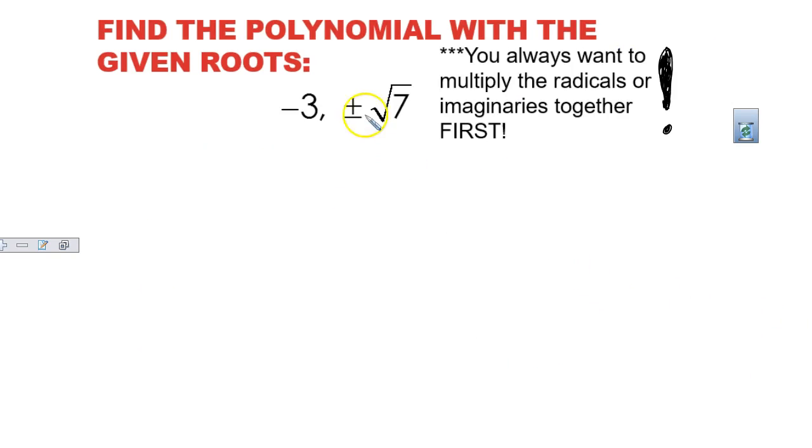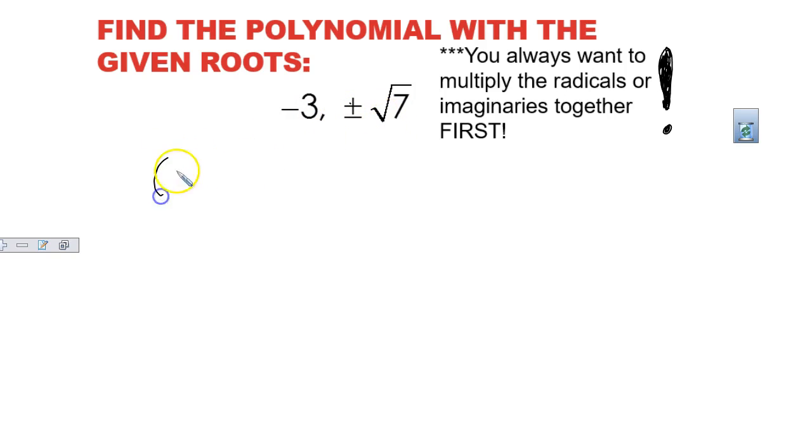In our second example, we have an irrational root, a square root that's part of our answer. Now, notice that this is both a positive and negative root 7. That means that it's going to be 2 different roots. So we actually have 3 roots here. We have negative 3, positive root 7, and negative root 7.